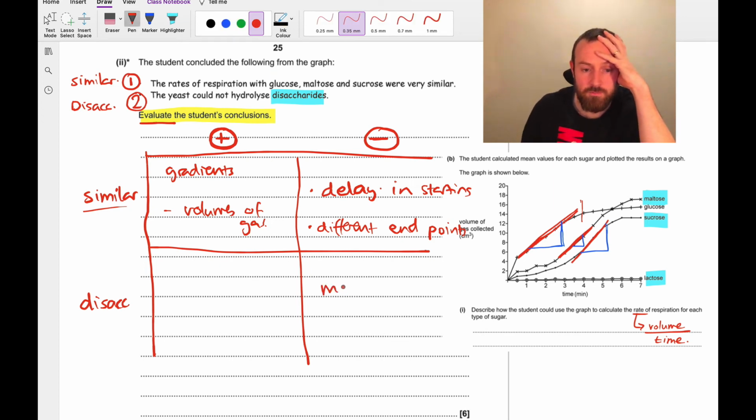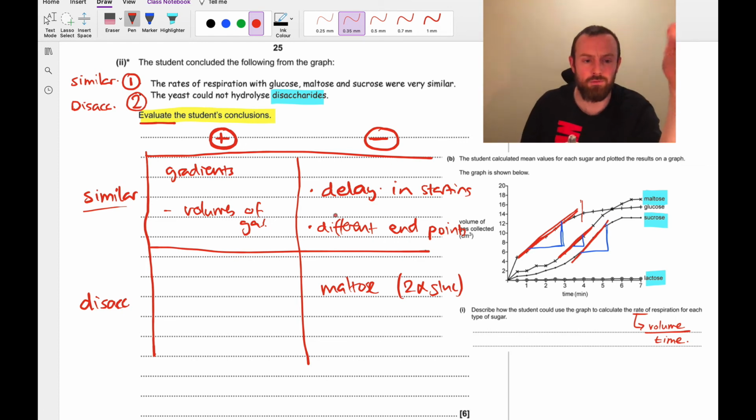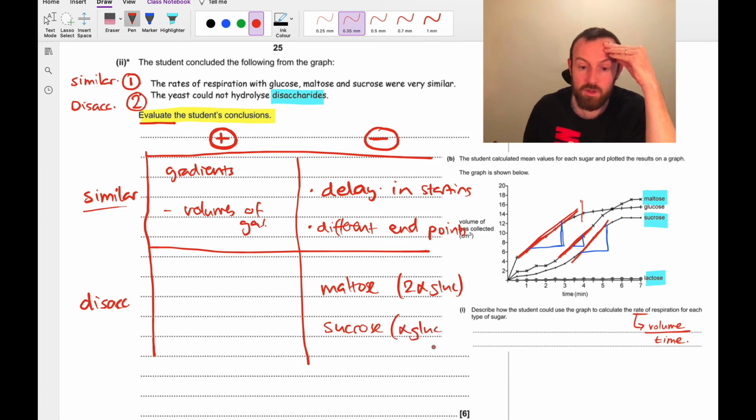So maltose, and worth saying it, 2 alpha glucose, can be hydrolyzed and respired, so that's clearly against their conclusion. So can sucrose, and again, say what it is. It's alpha glucose plus fructose.